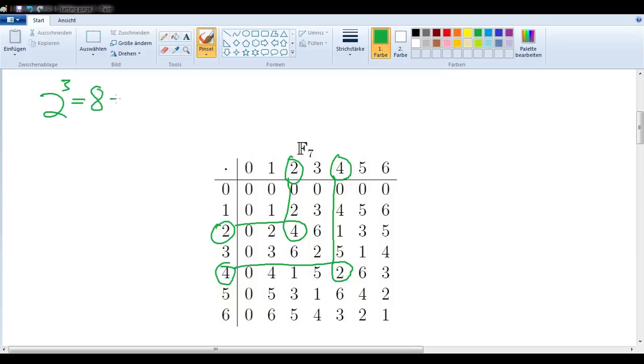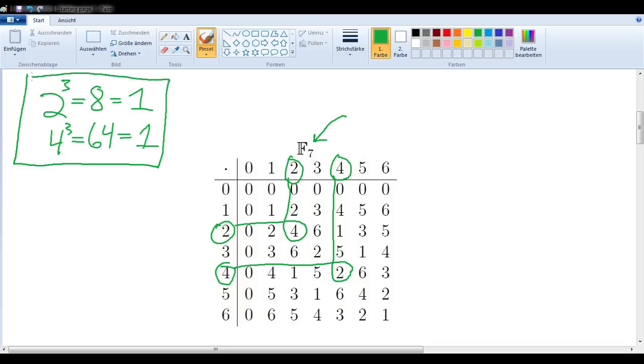2 to the third would be equal to 1, because we're doing this operation mod 7, right? And also 4 to the third would be equal to 1. So they are cube roots of unity. Now we need to show that they are primitive cube roots of unity. So strictly speaking, we'd have to show that 2 itself is not equal to 1, of course, and 2 squared is equal to 4, which is of course not equal to 1. The same thing we can show about 4.